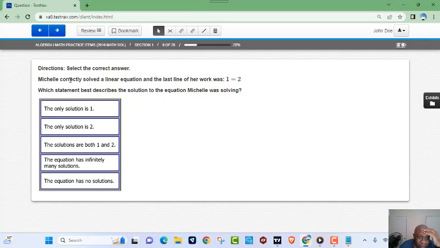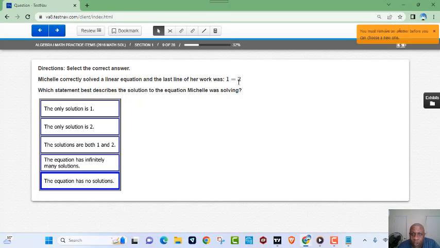Okay. Select the correct answer. Michelle correctly solved a linear equation, and the last line of her work was 1 equals 2. Which statement best describes the solution to the equation Michelle was solving? Well, anytime you have an equation and one side does not equal the other side, the answer is there's no solution because they don't equal each other. However, if it said 2 equals 2, they equal the same thing on each side, then in that case, the answer would have been infinitely many solutions.